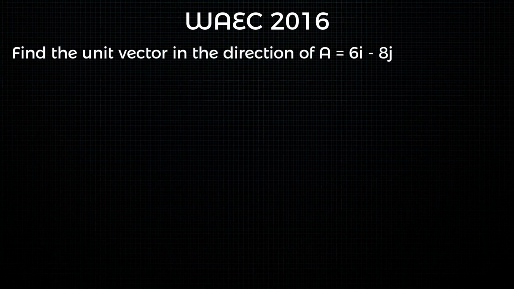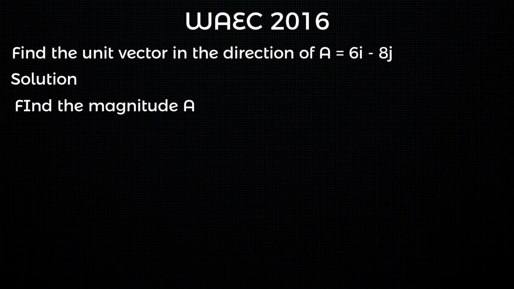The next question we'll be solving in today's class is from the WAEC past question 2016. It says find the unit vector in the direction of a equals 6i minus 8j. Now to find the unit vector, the first thing we need to do is to find the magnitude of a. So after getting the magnitude, then you can now use that to find the unit vector. So how do we calculate our magnitude?